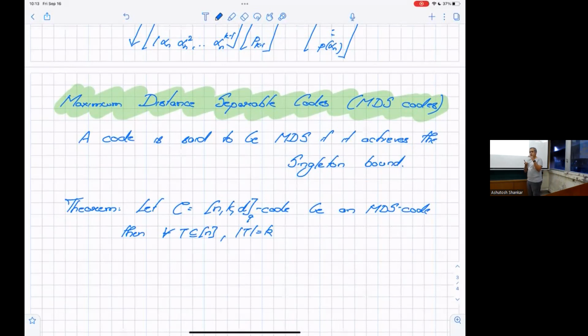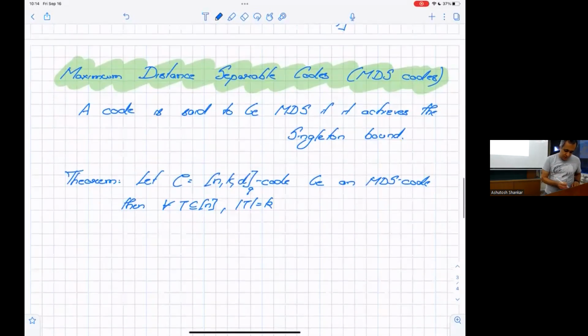And let's look at the restriction of the code to T. Let us knock off the projection elsewhere. I want to claim this will now become a projection. So notice what I want to say. Then for all T, the size of C restricted to T is exactly q to the power k.